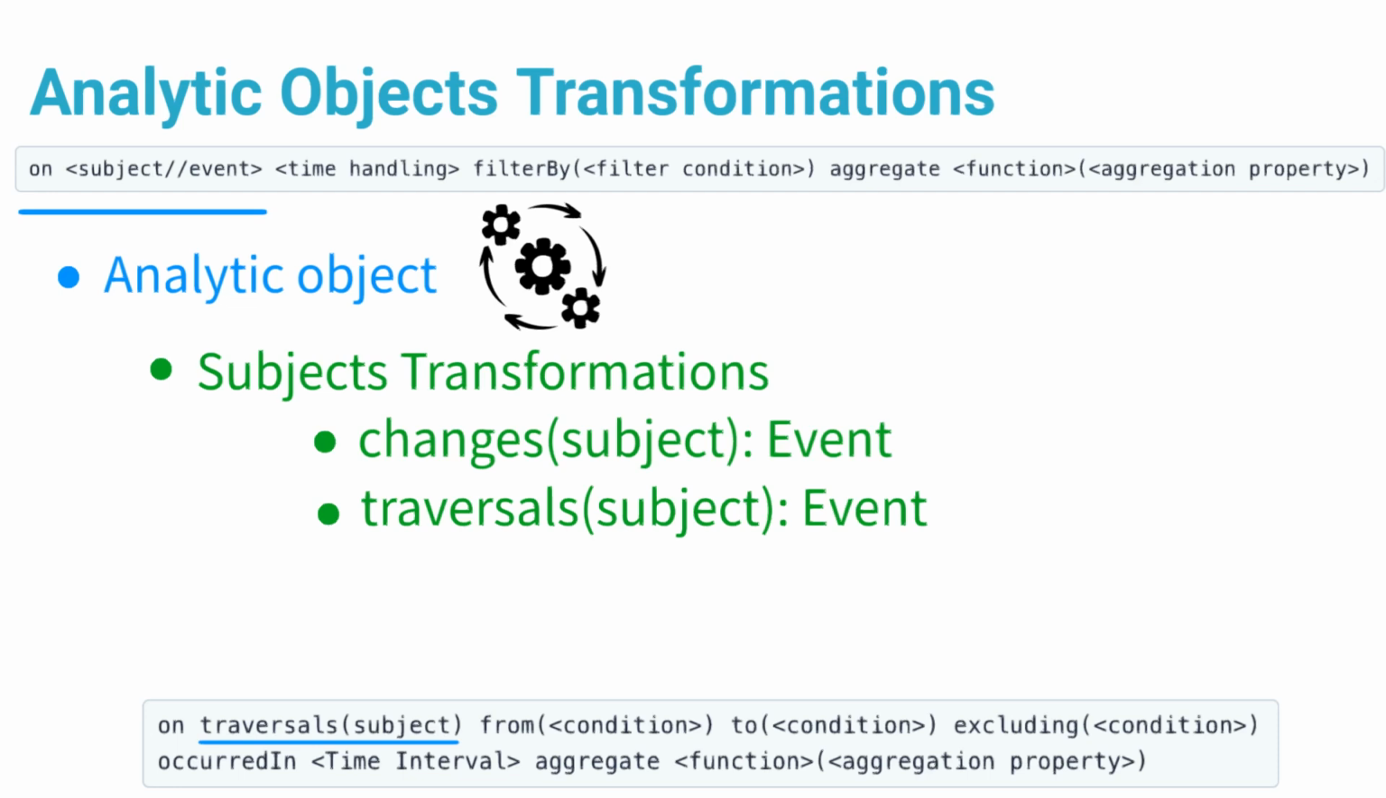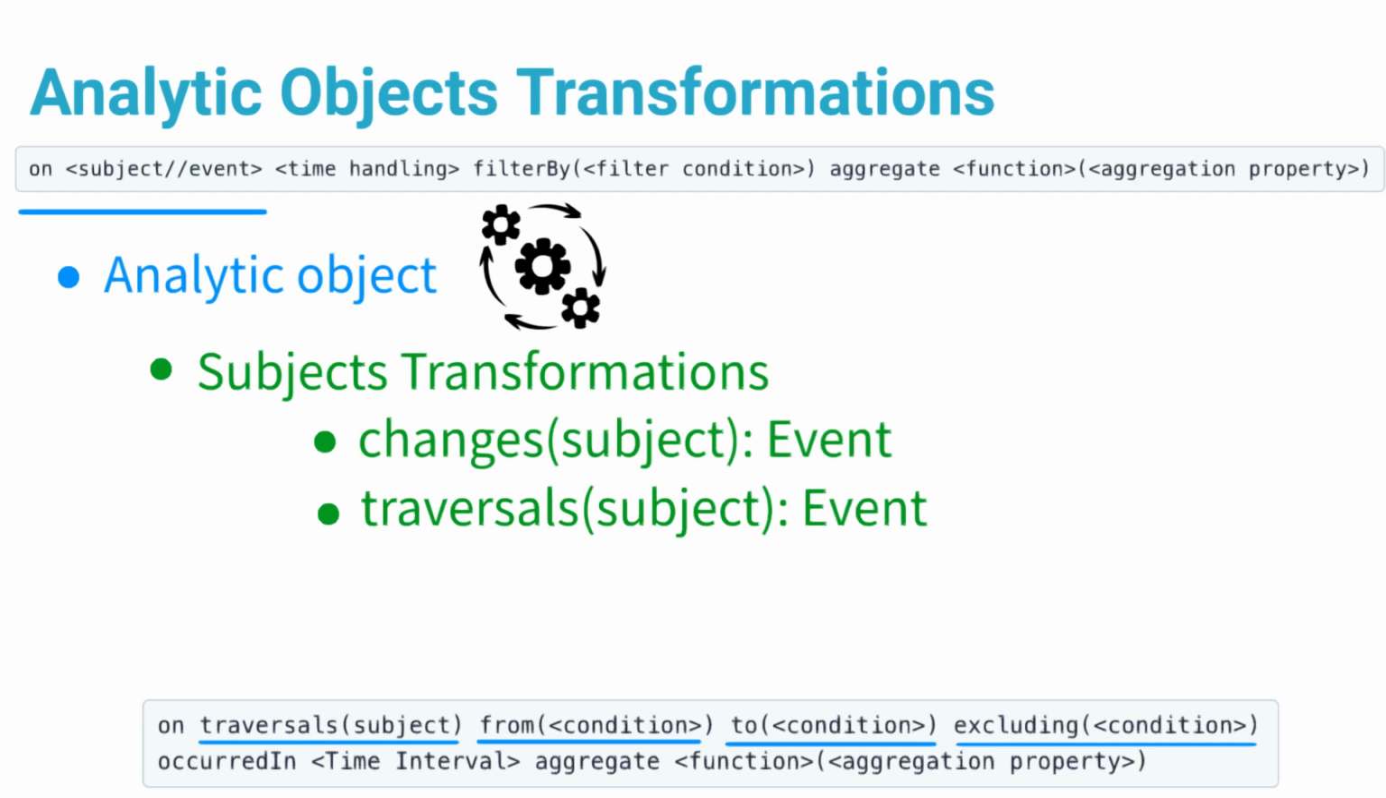Subject specifies the state table, for example, employee, applicant, or task. From defines the condition that marks the start of a traversal. To defines the condition that marks the end of a traversal. Excluding specifies the condition used for excluding specific time periods from the traversal. And the rest of the metric formula is similar to any other event metric.